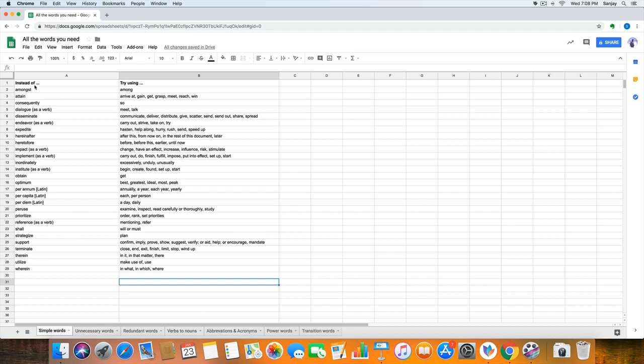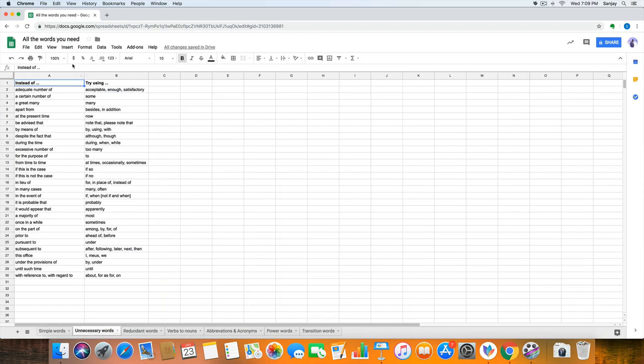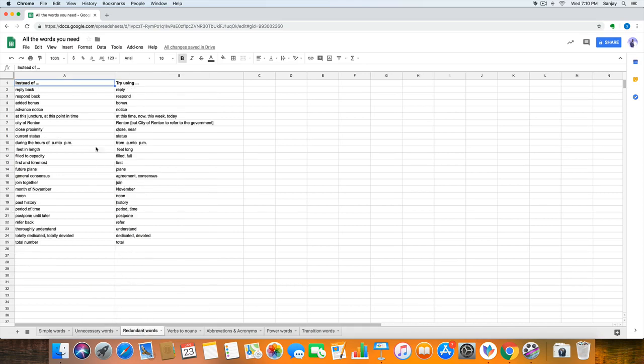So instead of amongst, you can just use among; attain, arrive at. People usually use these words, so instead of using these, you can probably use these words. Then there's a sheet called unnecessary words: adequate number of, acceptable; a certain number of, some; a great many, many. These are all the unnecessary words that you can remove from your vocabulary and replace with much shorter words, which basically convey the same thing.